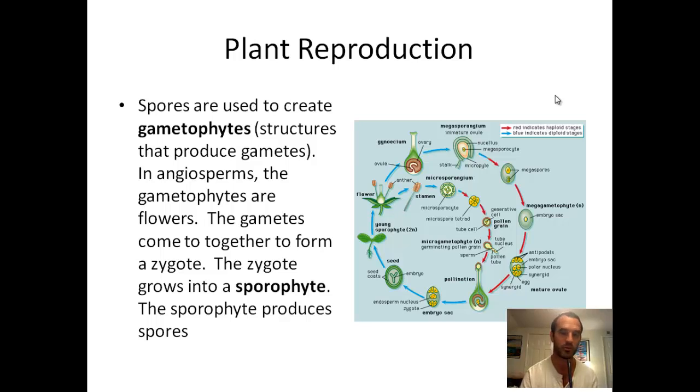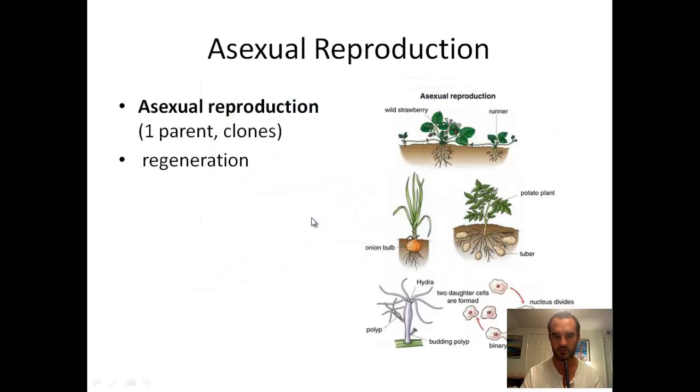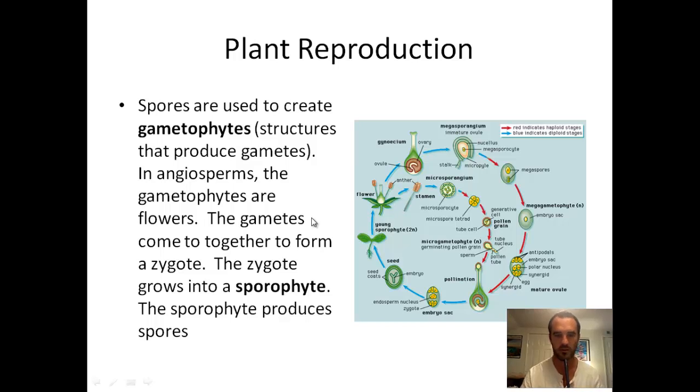More familiar to you would be angiosperms. Gametophytes in angiosperms are flowers. The gametes, which are the sex cells, come together to form a zygote. A zygote grows into a sporophyte, and the sporophyte produces spores. Here's a complex picture on this side, kind of showing this process. But if you simplify it, here you've got your flower. Flower gets fertilized.